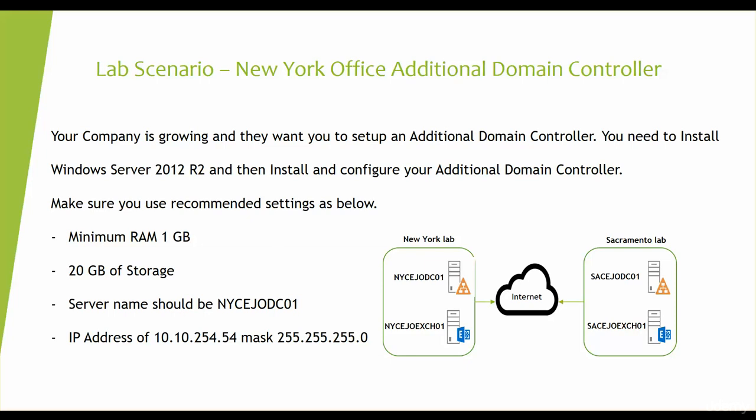And they want you to make sure that you use minimum 1 GB of RAM, 20 GB of storage. Server name should be NYC, which is New York, EJO, which is Elmjo, and then domain controller 01. And then the IP address is going to be 10.10.254.54 and the subnet mask of 255.255.255.0.